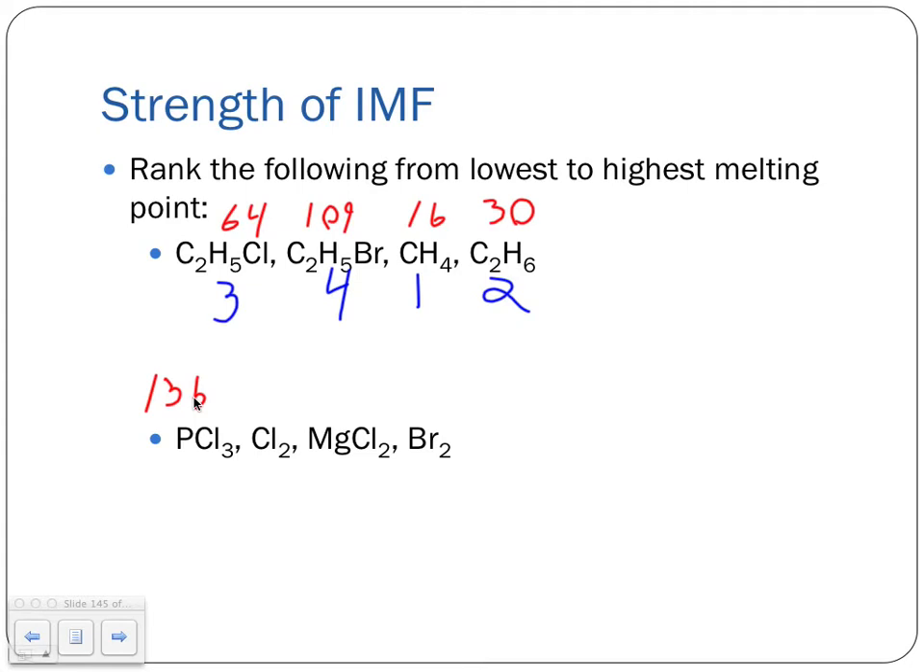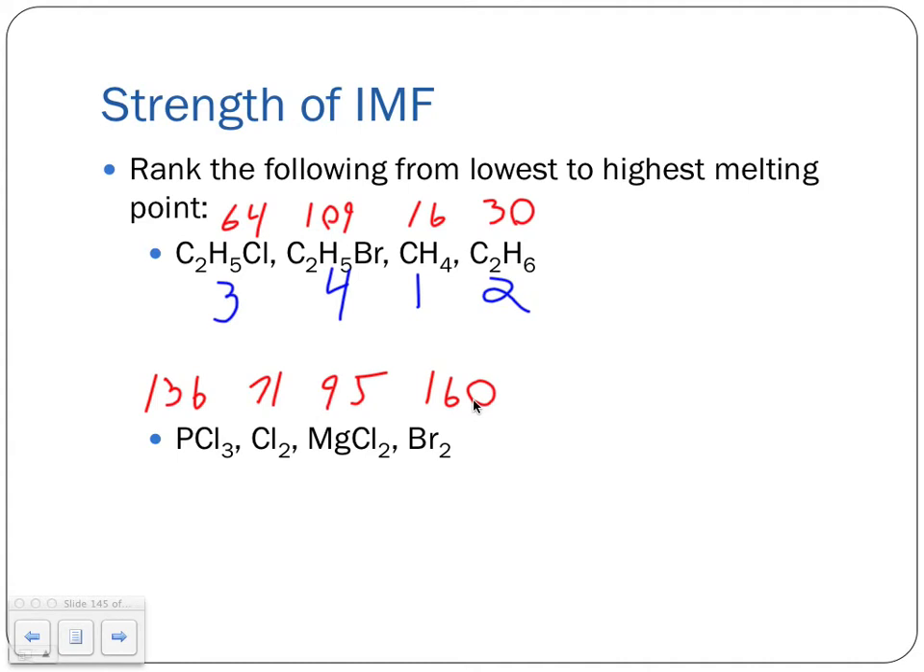That's 35.5 times 2, so that's 70.9, so 71 for the mass of that. MgCl2: magnesium is 24 plus 2 chlorines, so plus 70.9, so about 95 on that one. And then Br2, 2 bromines, so bromine is about 80, so 80 times 2 is 160.